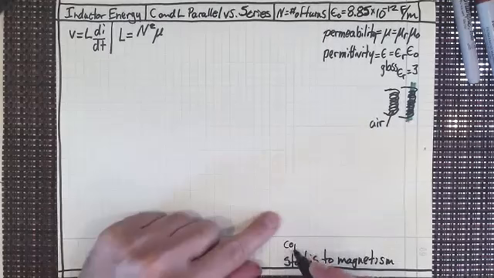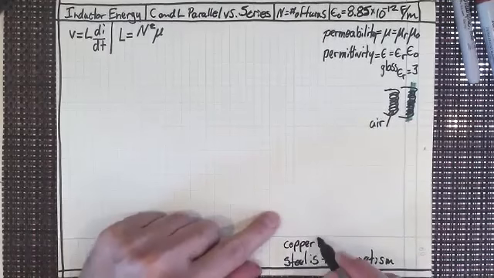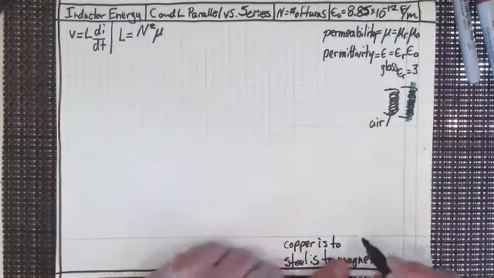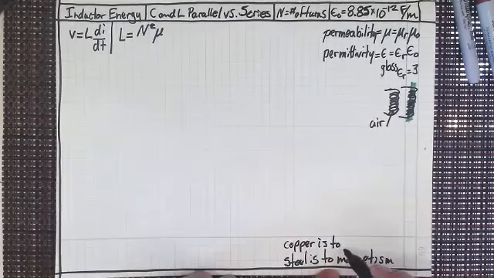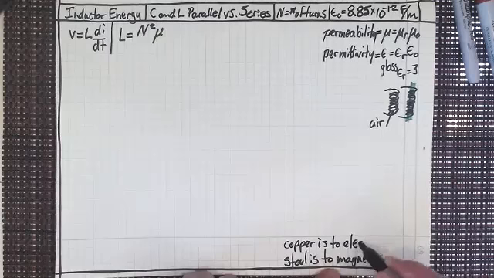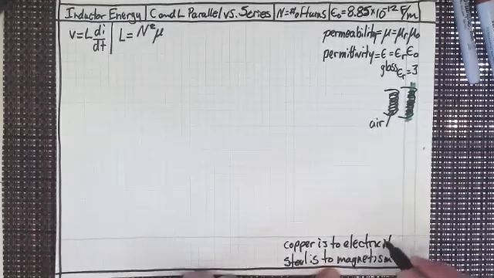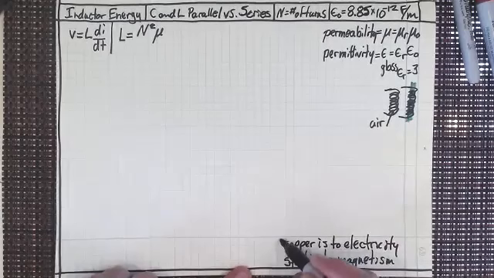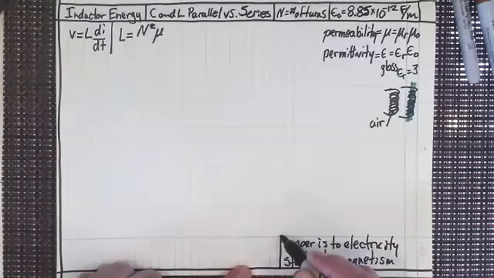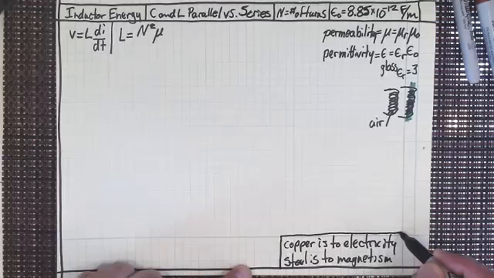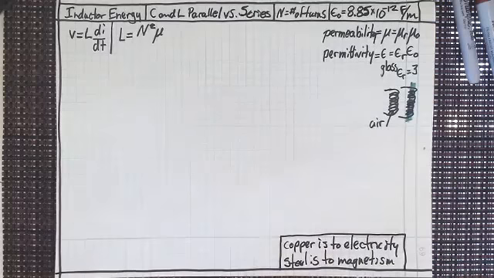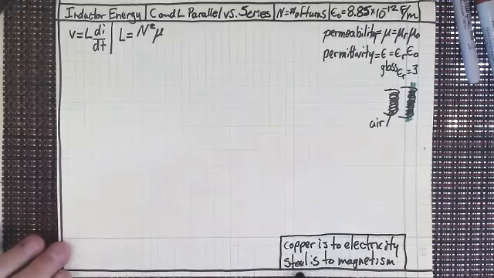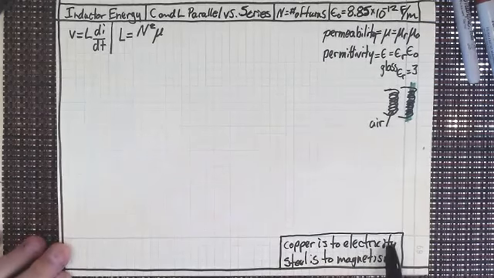What copper is to electricity, steel is to magnetism. Magnetism loves to flow through steel, right? Isn't that why we make all of our motors, electric motors, and electric generators out of steel? That's right. That's why we do it, because steel is to magnetism what copper is to electricity.